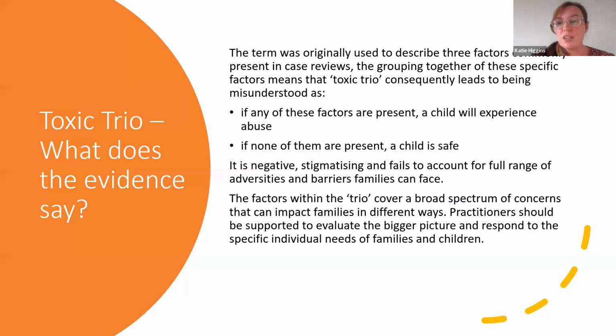The toxic trio is a broad spectrum of concerns which can impact families in different ways. So it doesn't necessarily mean that if those things are present, a child will be harmed, but it's just to be mindful that those are risk factors which may put a child in danger, and practitioners should be supported to evaluate the bigger picture and respond to the specific individual needs of children and families. And of course, there are lots of other areas of concern which may put a child at risk of harm, not just those three categories.